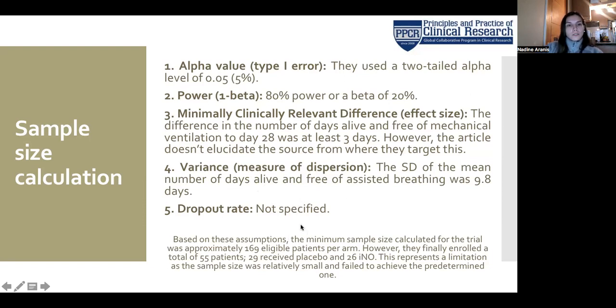So based on these assumptions, the article says that the minimum sample size calculated for the trial was approximately 169 eligible patients per arm, but they finally enrolled a total of 55 patients, where 29 received placebo and 26 received inhaled nitric oxide. So I think this represents a very big limitation in the sample size calculation because the sample was relatively small and they failed to achieve the predetermined one.